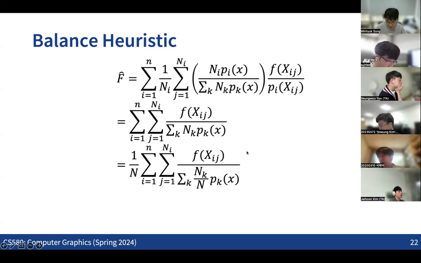Then we can rewrite the same estimator with this specific weighting function, and we get results like this. Here, I did nothing but divide by 1 over n, so that we can see this becomes a ratio: the number of samples over the total number of samples. N is the total number of samples, right?